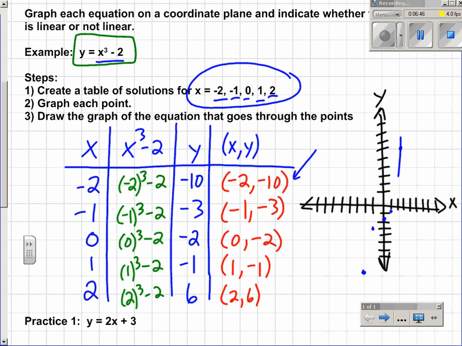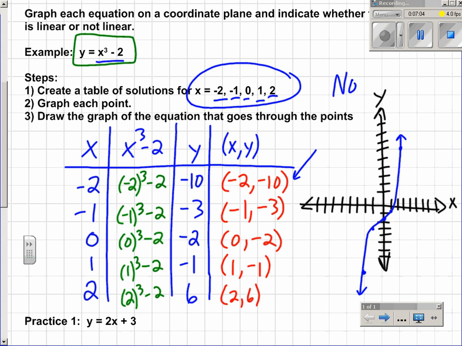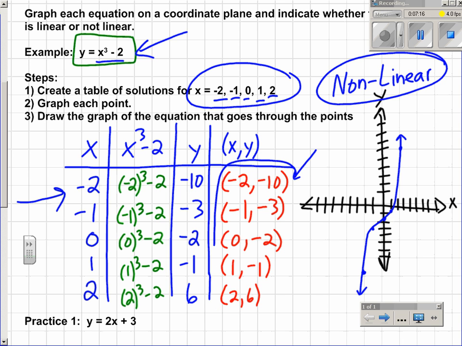And when we form these lines, we do not get a straight line. So the final answer that we want to say regarding this problem is that this is non-linear. So we took an equation, we set up a table of solutions. We were then able to get 5 coordinate pairs to put on the graph to then see if it forms a line or not, because that's what linear is. In this case, it did not form one continuous straight line, so it is nonlinear.